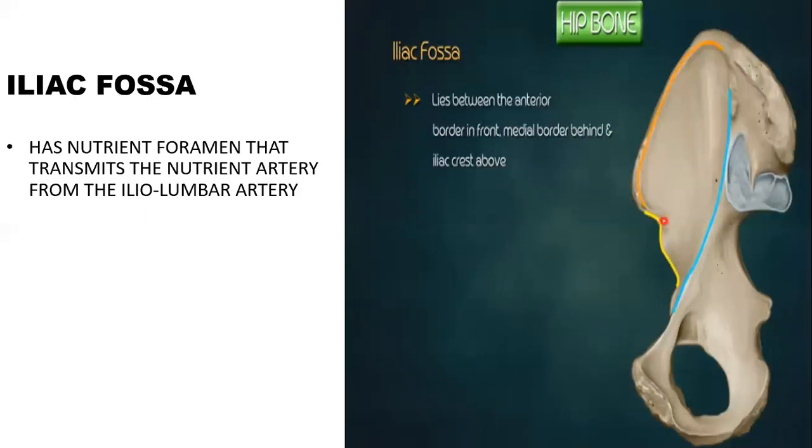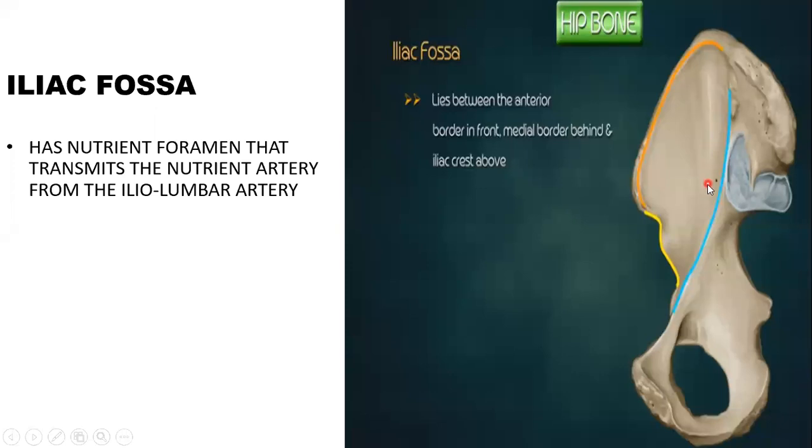So for the iliac fossa, the boundaries, you know them: superiorly by the iliac crest, anteriorly by the anterior border, and medially you have the medial border, basically. So this is the medial border. Okay, so that's the iliac fossa. And you'll find a muscle there in the iliac fossa known as the iliacus muscle.